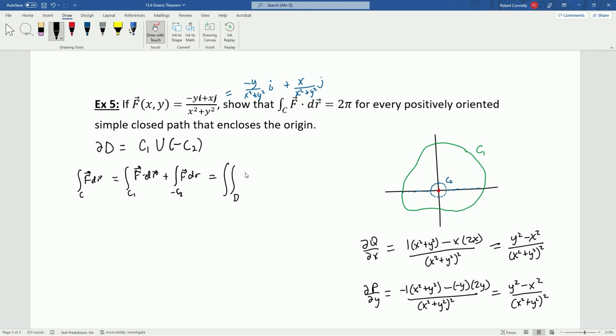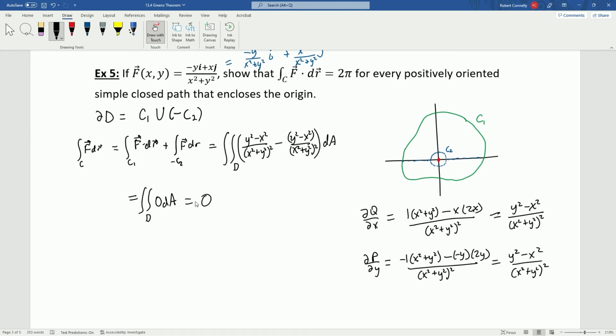So what does this give us? This gives us dQ/dx minus dP/dy, it's y squared minus x squared over x squared plus y squared, squared, minus y squared minus x squared over x squared plus y squared, squared, dA. But of course, this is 0. So this is the double integral over D of 0, which is just 0.